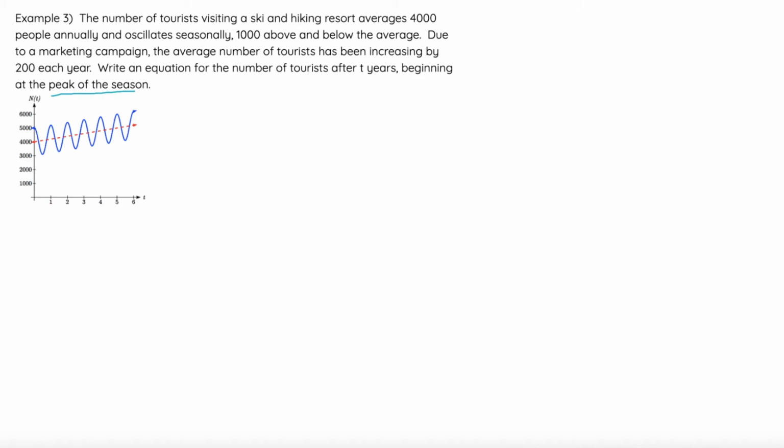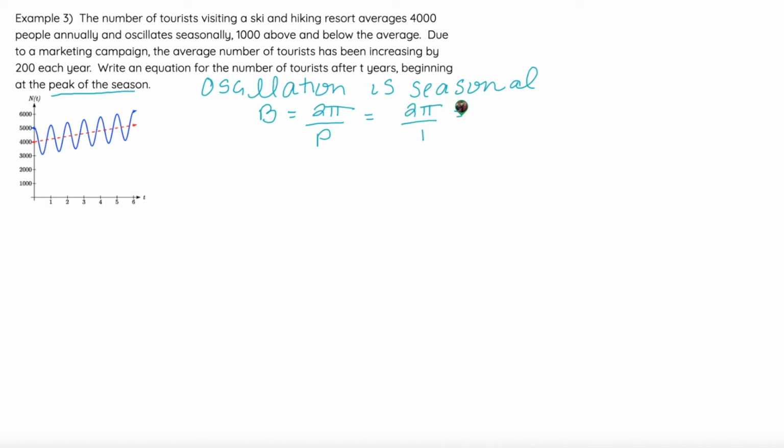So what do we know? We're oscillating seasonally. This will give me my B value, right? Because our B value is 2 pi divided by the period, and our period is 1 year, right? So every year the seasons filter through. So therefore we know, just like the last example, our period is 1 year, so our B value is still 2 pi.